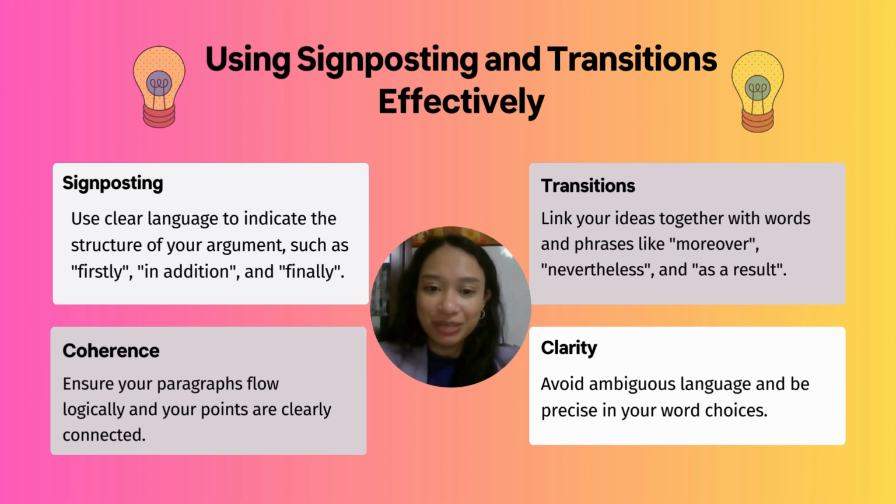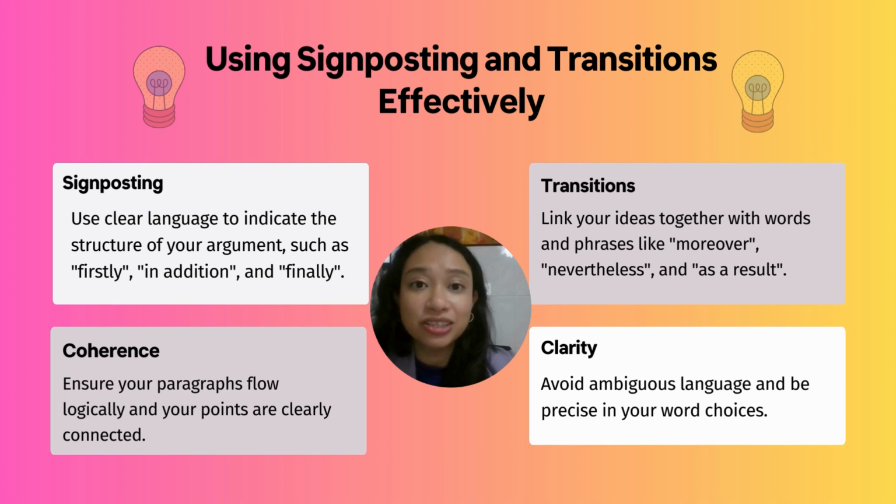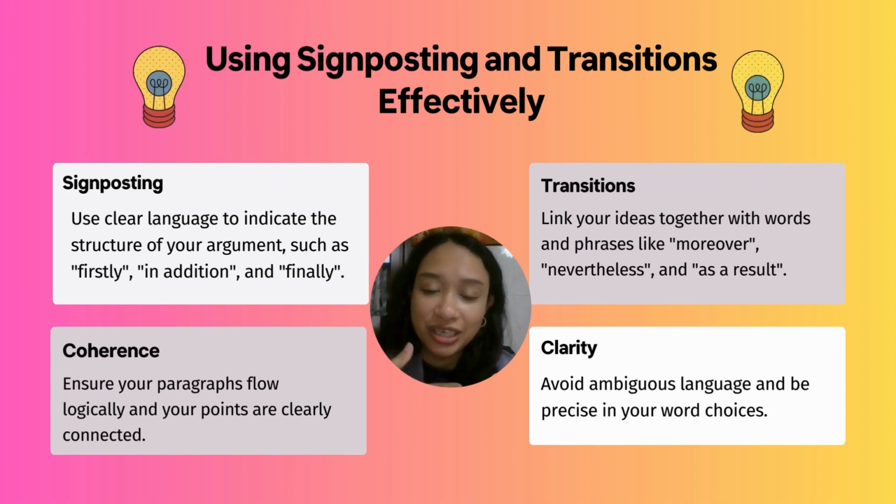Right, now we come to how we can make our writing more cohesive and have more clarity. So, there are four tips here, and the first one is signposting. So, we use signposting to indicate the structure of our argument. Words like firstly, in addition, finally show to the reader that you are going on to the next point, and this creates clarity and cohesion at the same time. And we also use transitions to link our ideas together, or words and phrases together. Words like moreover, nevertheless, as a result, in addition, and so on are useful in creating cohesion.